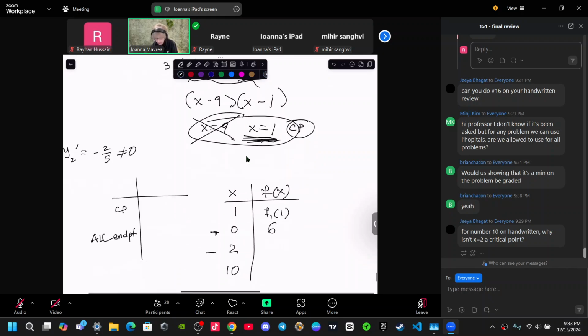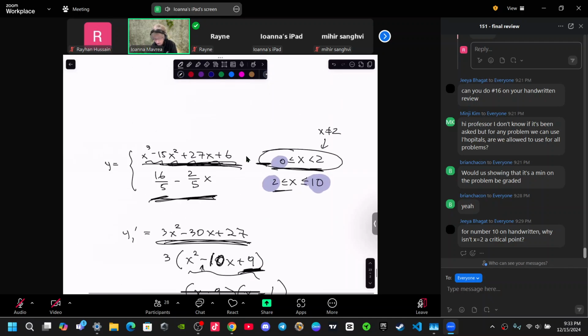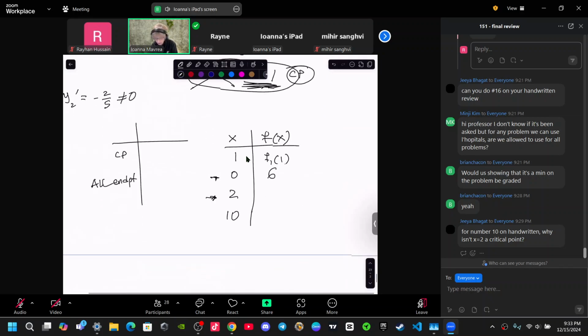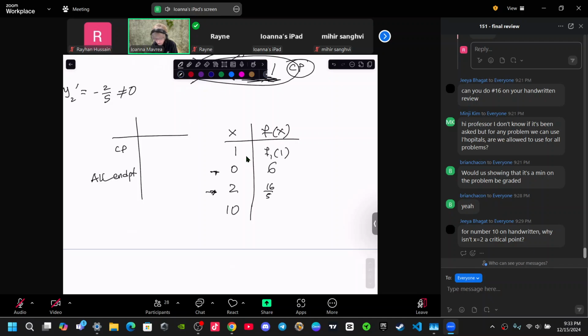If I'm going to plug in 2, I need to go to the part that allows x equal 2. So I'm going to go check. This is the part that allows x equal 2. So I need to plug in x equal 2 here. Okay? So that gives me whatever minus 4/5, or whatever that is, 12/5, which is 2 point something, 2.4 or something.